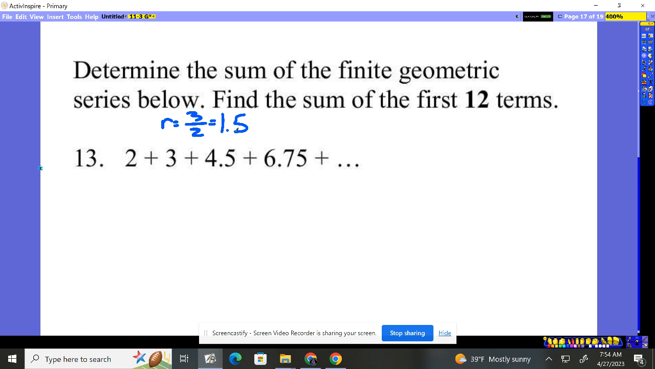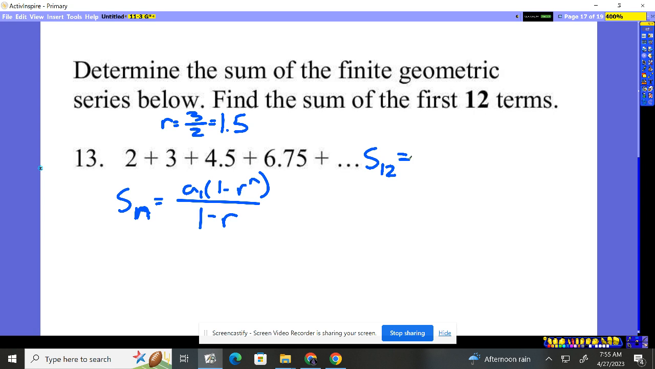So the formula that we're going to use, in this case, well, let me just write the formula. It goes like this: the first term times 1 minus r to the n, over 1 minus r. Okay, there's our formula. So how do we apply it? Well, S sub n, the sum of n terms. How many terms do we want? 12 terms. We want the first 12 terms. We want to add up 2 plus 3 plus 4.5, the first 12 terms.